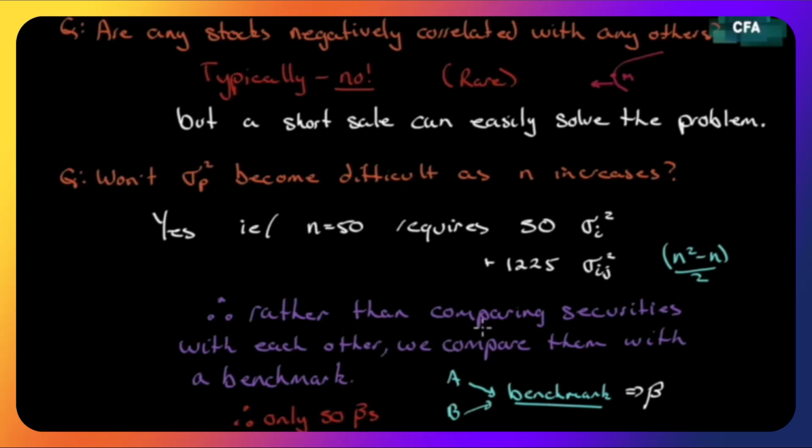So rather than comparing securities with each other, we are now going to move towards comparing them with a benchmark. So if we have asset A and asset B, we will compare it with some benchmark. That benchmark, we'll find out, is beta. So now, if our N is 50, we only need 50 betas, rather than 50 variances and 1,225 covariances, we only need 50 betas because we have a benchmark. That basically is the heart of the next reading.